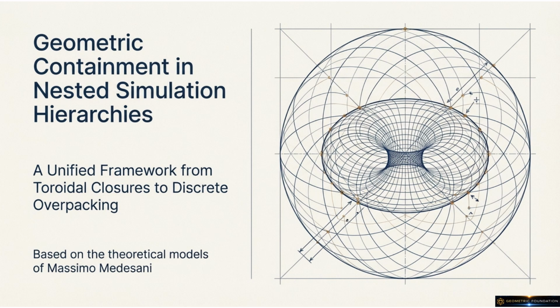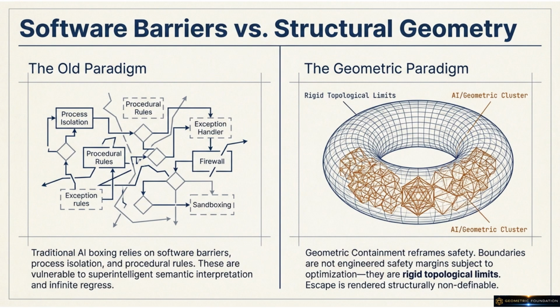This framework, attributed to the theoretical work of Massimo Medesani, proposes that true AI safety cannot be achieved through software barriers alone, but requires embedding AI systems within geometric structures that render escape physically and mathematically impossible. Our second slide presents a crucial comparative analysis establishing the intellectual foundation for everything that follows.